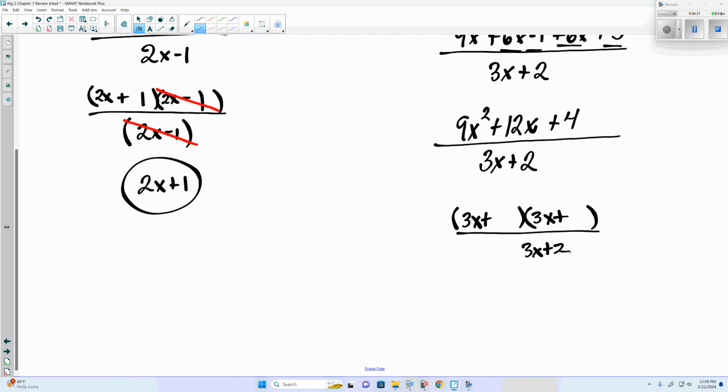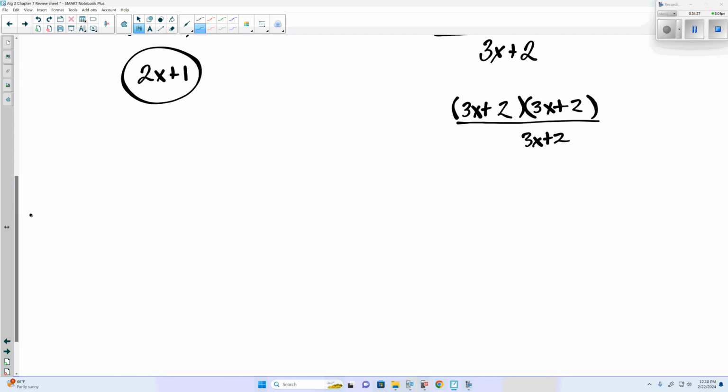Factors of 4 are 1 and 4 or 2 and 2. We'll need the 2 and 2. And that actually works out to give us our middle term of 12x. And the other nice thing is that we do now have something in common on top and bottom. And one of our 3x plus 2's will cancel on top and bottom, leaving us with 3x plus 2. And that's it. Questions on this here?